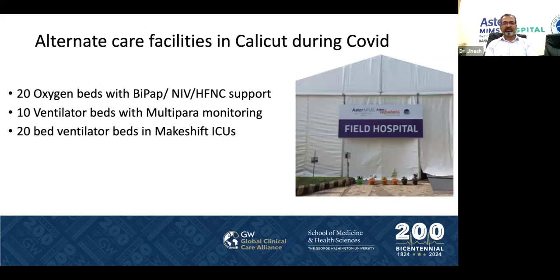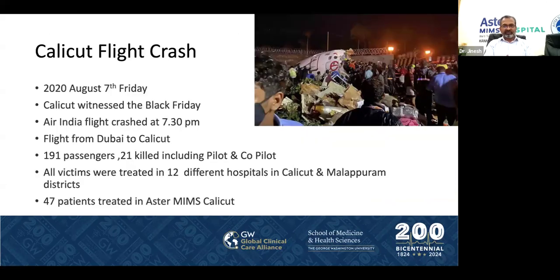Another one was the most well-recognized field hospital, which was created in the span of just 5 days during the COVID era, when we were not able to accommodate people inside the hospital, we needed more beds, and people were running here and there for getting beds. It was done in just 5 days, and we created around 30 beds, with 20 beds with BiPAP facility, non-invasive ventilation, HFNC, and 10 with ventilators. The next slide, please.